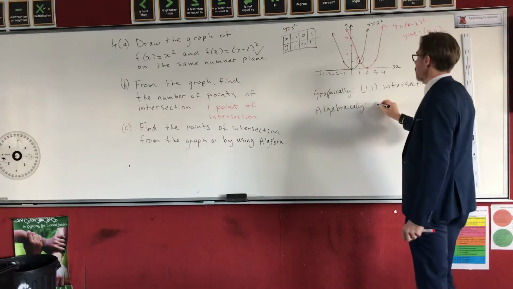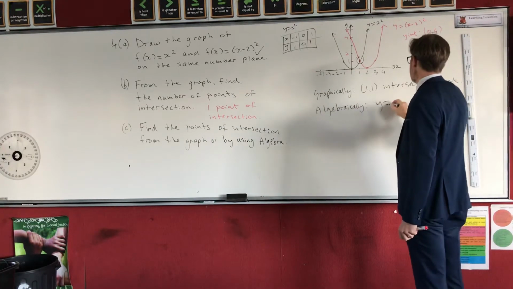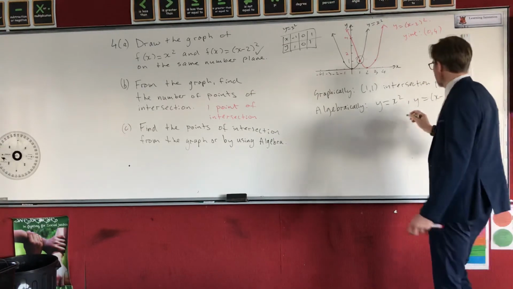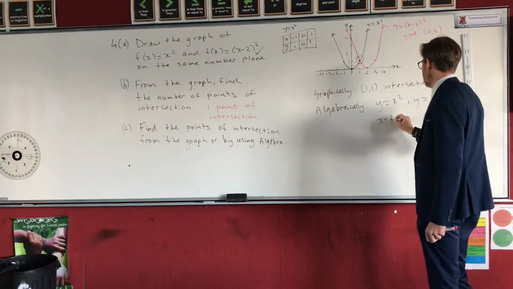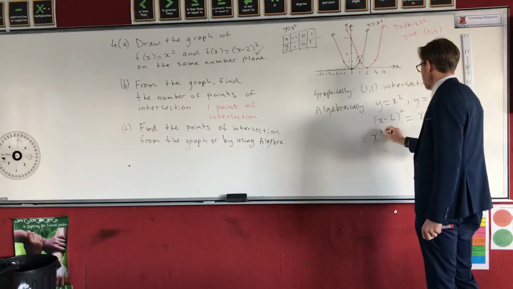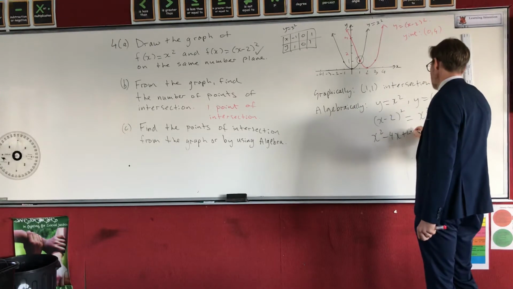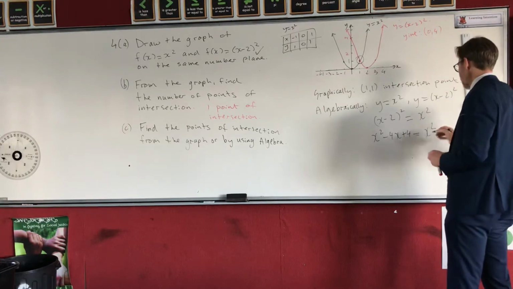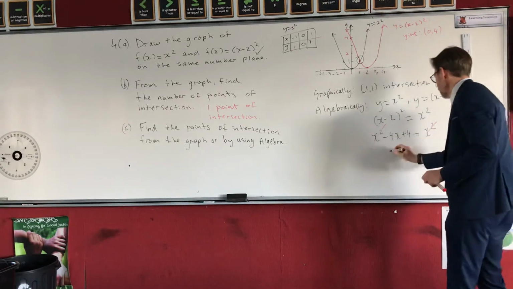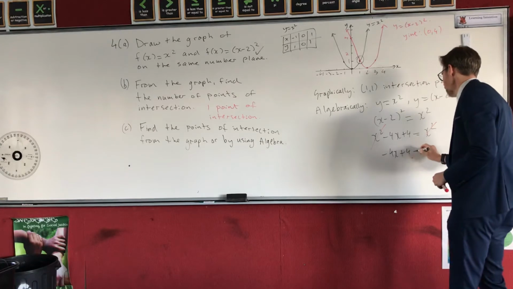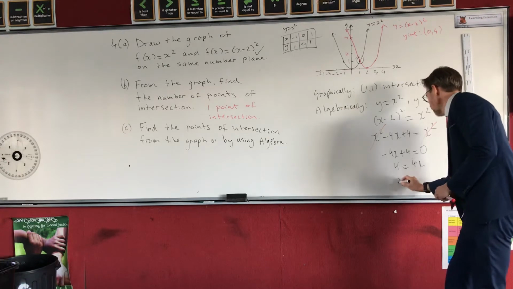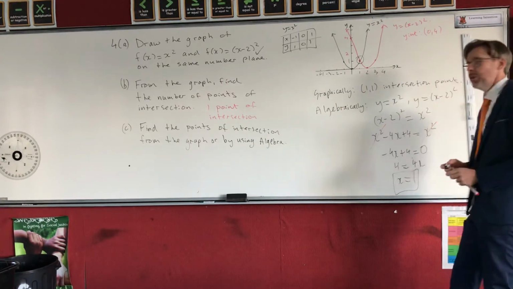Algebraically, what have we got? Well, you've got to solve this simultaneously, don't you? Want to find out where they meet. So I'll put down (x − 2)² = x². It gives me x² − 4x + 4 = x². That cancels. So you're going to get −4x + 4 = 0. Then you're going to get 4 = 4x. And that means x = 1. So just one intersection point there.